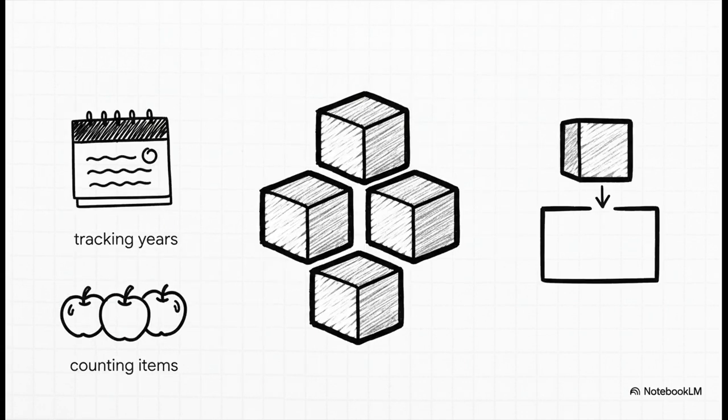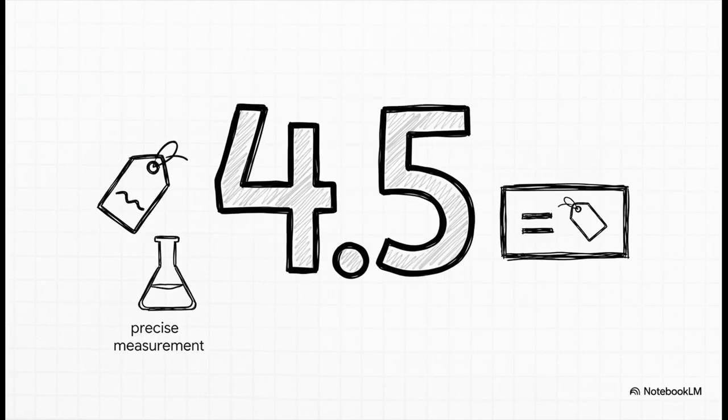Next are integers, and these are exactly what they sound like. They're your simple, straightforward whole numbers. No fractions, no decimals. You know, if you're counting how many apples you have or what year it is, you're using an integer. But what if you do need that decimal point? Well, for that, we have floats. The fancy name is a floating point number, but all you need to remember is this. If it's a number with a dot in it, like a price or a precise measurement, it's a float.